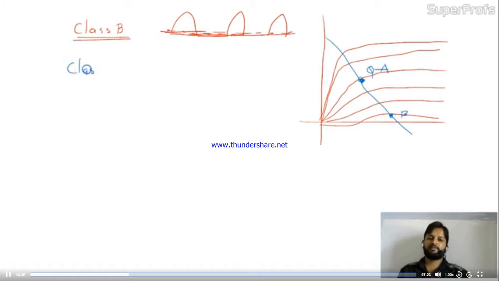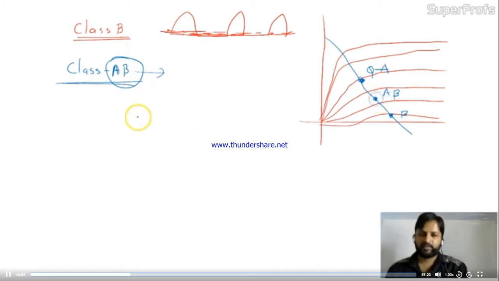Now we'll start with the class AB amplifier. As the name AB suggests, it will be in between A and B. Over here, it will be like this. So for class AB amplifier, the Q point should be located in between the Q points of the A and B amplifiers. Is it okay?